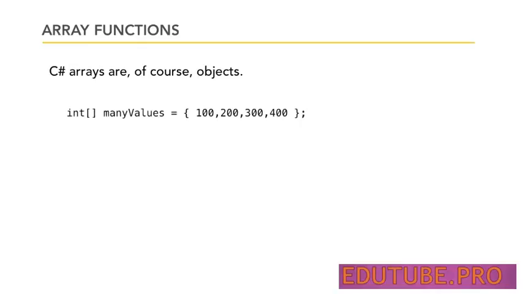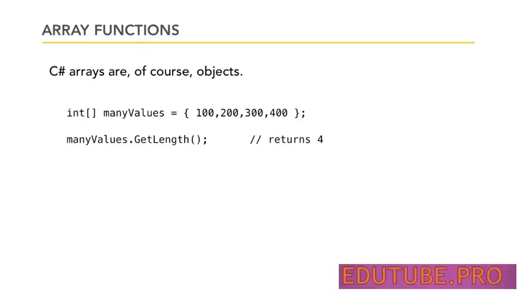Now, arrays, of course, are, just like everything else in C#, objects. So, for example, if I had this declaration here for int[] manyValues = 100, 200, and so on, that gives me an array object with 4 entries in it. So I can then do something like this. I can say manyValues dot and then call a function called GetLength. And that will come back with the number 4 because it's how many there are.